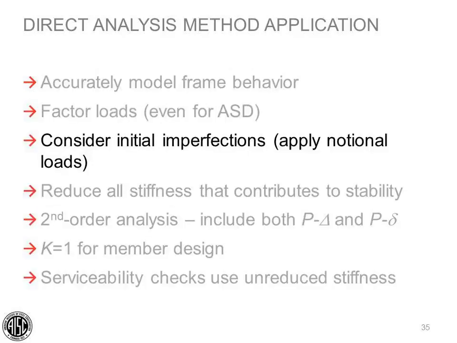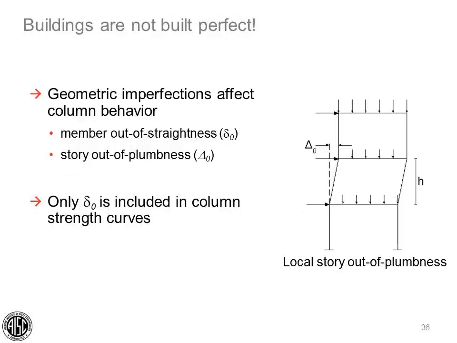Next step, consider initial frame imperfections, usually by the application of notional loads. We all know buildings aren't built perfect. Initial imperfections, such as out of straightness and out of plumbness, result from fabrication and erection tolerances and create effects that work to destabilize the structure. Member out of straightness contributes to P little delta effects in the members. Story out of plumbness contributes to the P big delta effects in the overall frame.